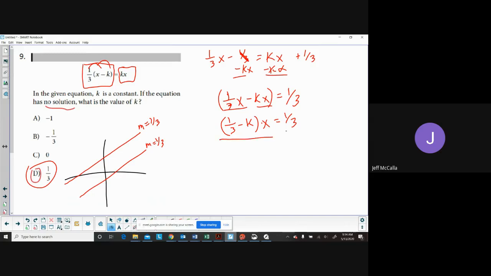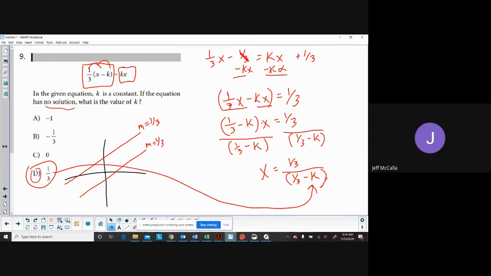Now I can just divide by this 1/3 minus k on both sides. And I get x equals 1/3 over 1/3 minus k. So I could plug in any value for k there and have a solution except for one value. What would make the denominator equal to 0 there? Because I can't divide by 0. 1/3. So if I plugged in 1/3 there, that would make the denominator 0. So that's the only value that would make this equation undefined.